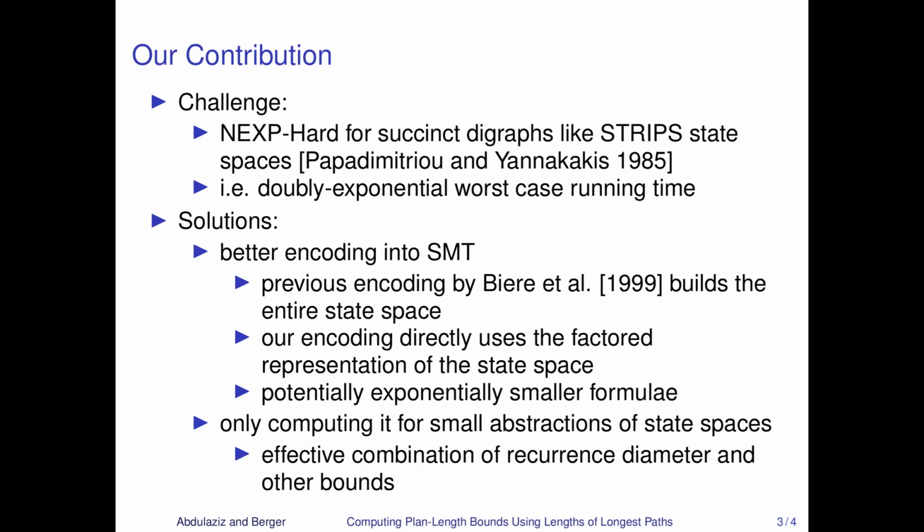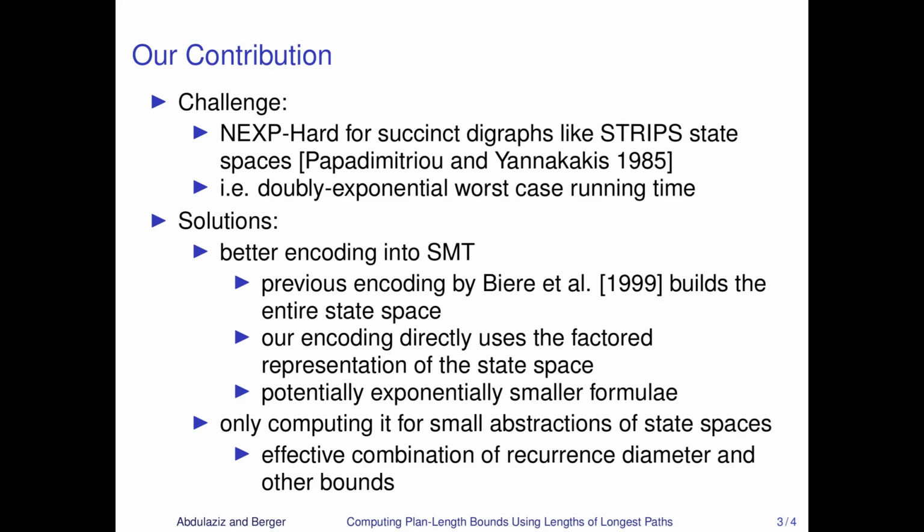two contributions basically. The first one is we devise a better encoding into SMT formulae, and we basically encode the question of whether a certain number is the recurrence diameter of a planning problem into a small SMT formula. Just to be quick here, the only previous encoding for recurrence diameter was invented by Armin Biere in 1999 when he invented bounded model checking, and since then it didn't really improve much.